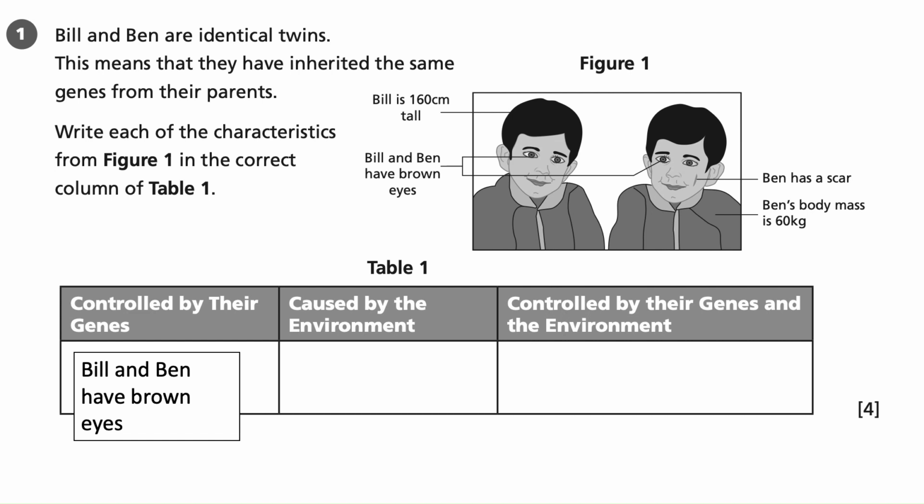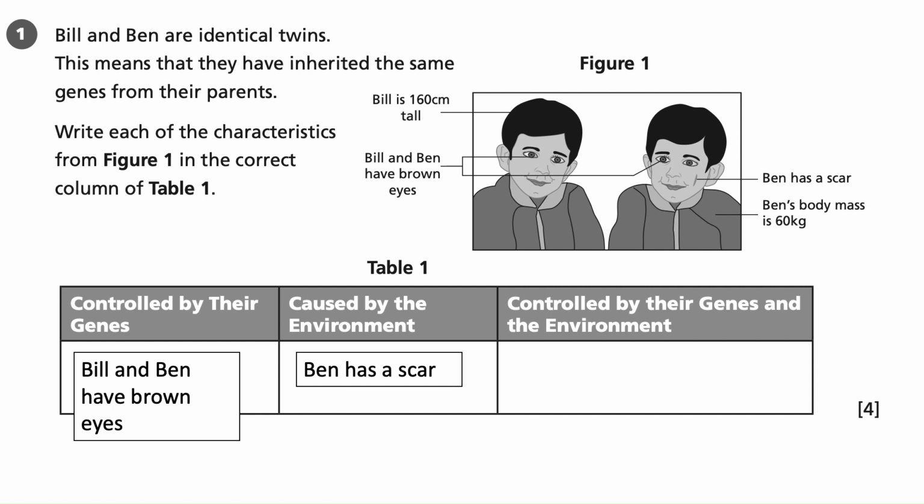Now, going back to those things we just discussed, which one was caused by the environment? Well, the thing that is influenced only by the environment, it's not a genetic component at all, is Ben has a scar. Now, through a process of elimination, that gives us the other two characteristics are controlled by their genes and the environment. As in previous questions, what we need to make sure we do is check to see, is that process of elimination correct? Have we not made a mistake earlier? So don't just write those features in, double check to make sure, yes, they do match that.